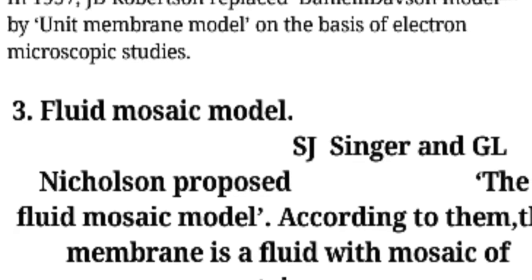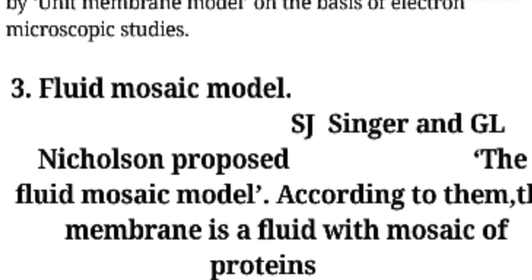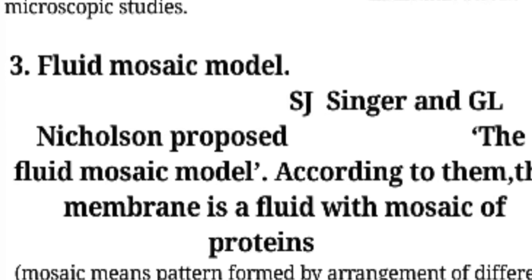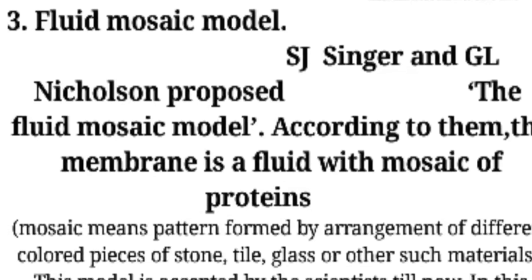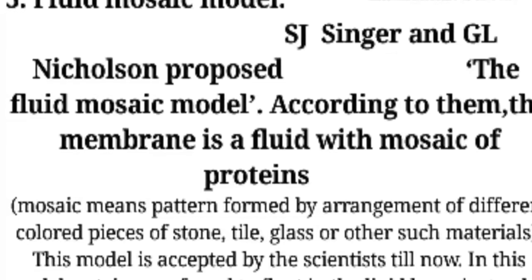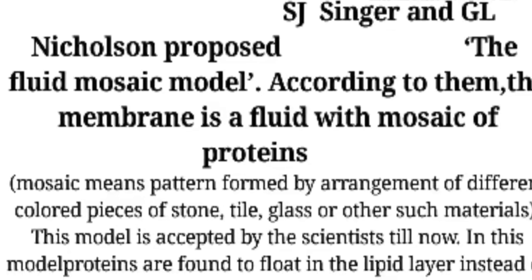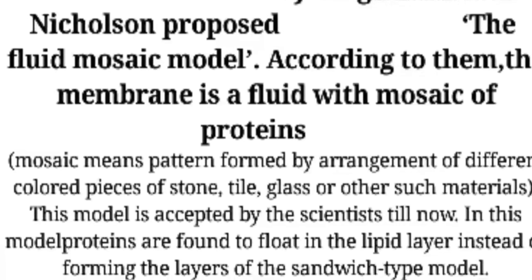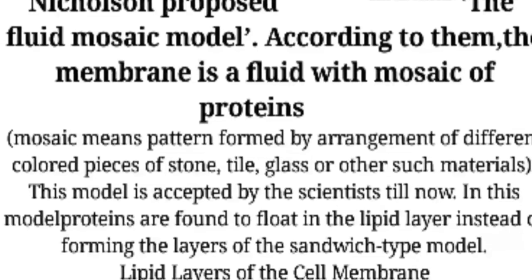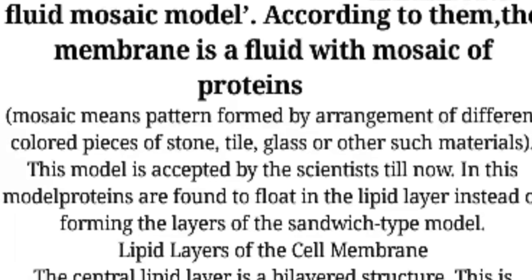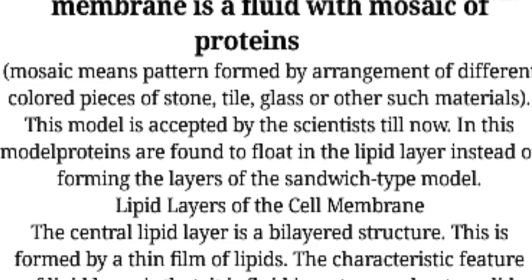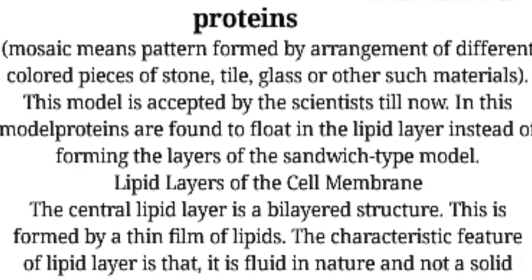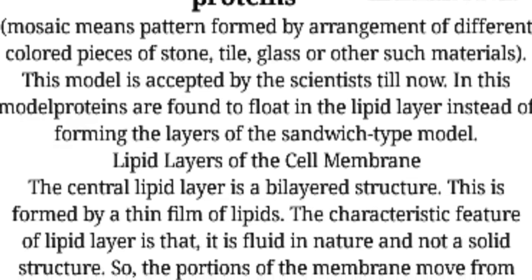3. Fluid mosaic model. S.J. Singer and G.L. Nicholson proposed the fluid mosaic model. According to them, the membrane is a fluid with mosaic of proteins. Mosaic means pattern formed by arrangement of different colored pieces of stone, tile, glass or other such materials. This model is accepted by the scientists till now. In this model, proteins are found to float in the lipid layer instead of forming the layers of the sandwich-type model.